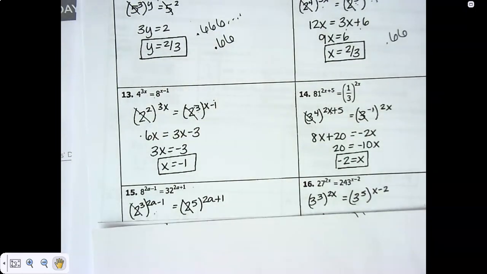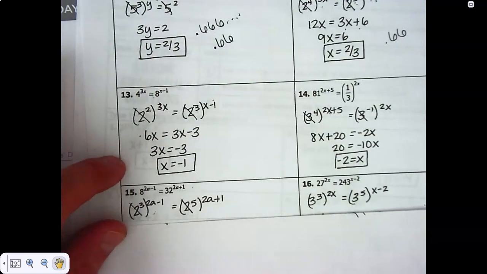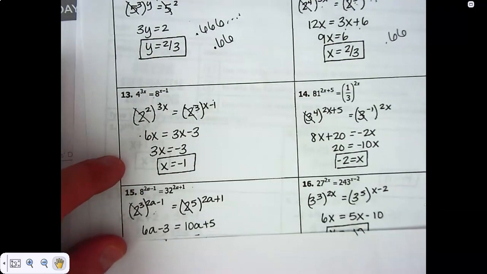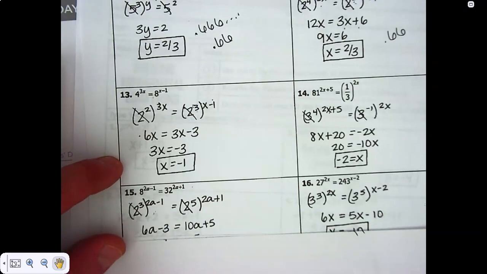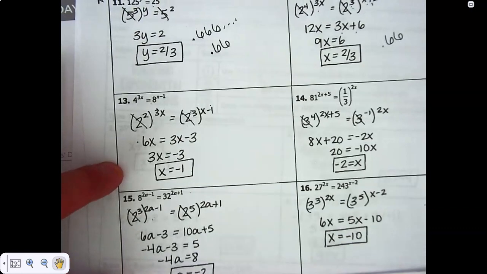Make sure you distribute the inside exponent times the outside exponent. 3 times 2a minus 1 will give you 6a minus 3. And 5 times 2a plus 1 will give you 10a plus 5. Combine like terms, isolate your variable, and you get a equals negative 2.